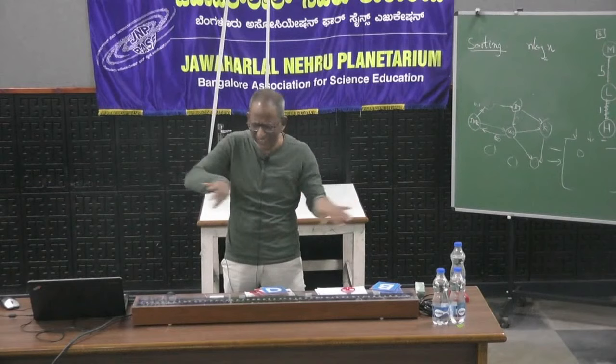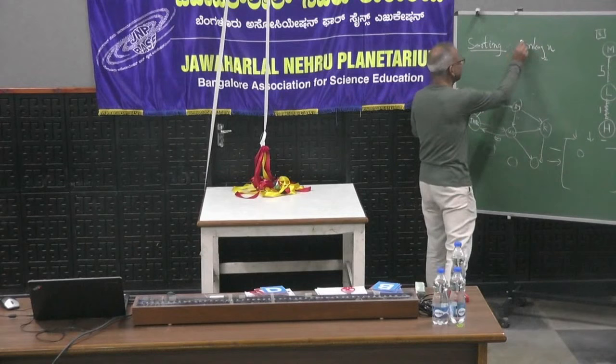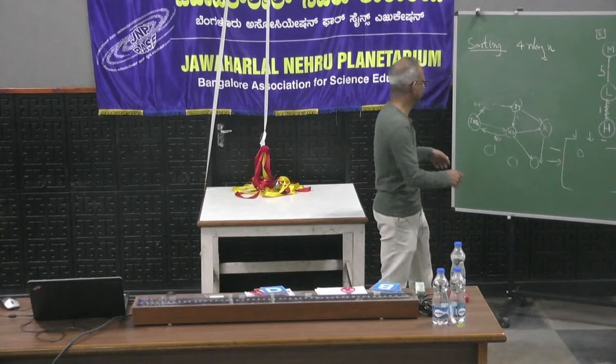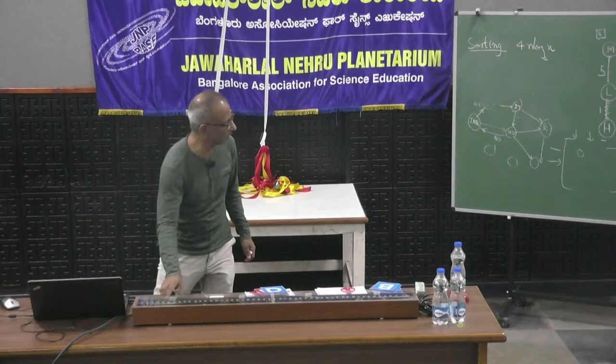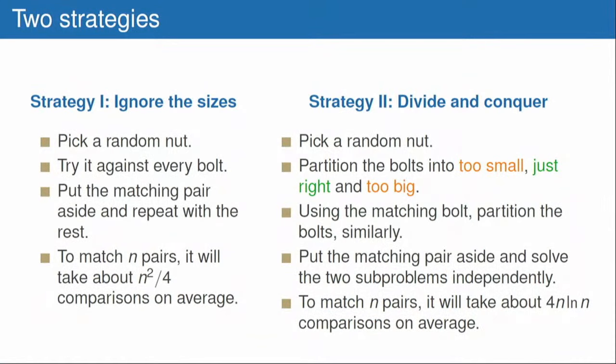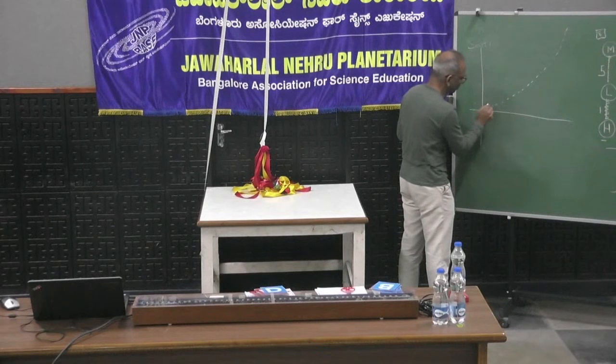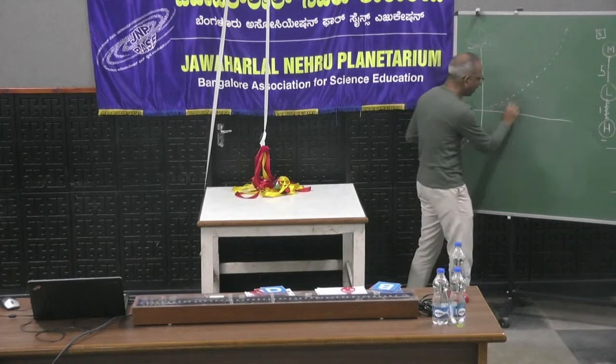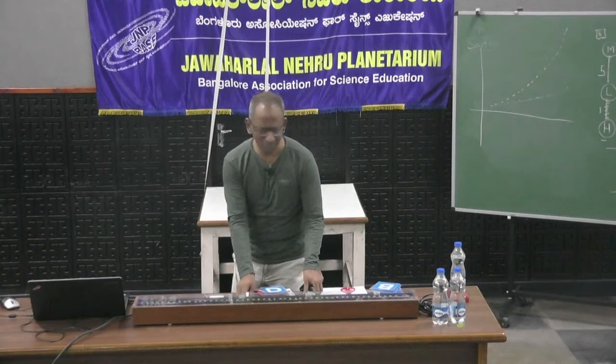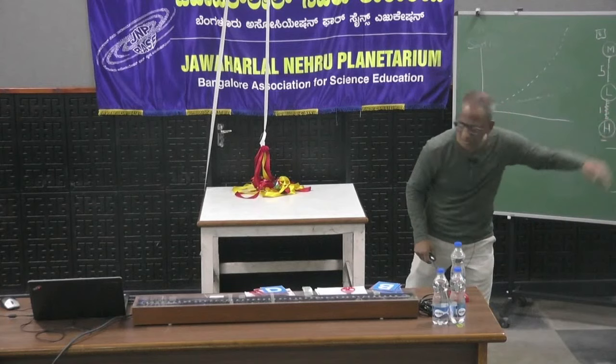So if you did that, the total expected time taken would be something like 4 times n log n. I have written it at the bottom here. The time taken is about 4 times n log n, whereas this is like n squared over 4. And the point is that as n becomes large, n squared by 4 grows like this, whereas n log n grows much more gently. Okay. So for large problems, say if you had 1,000 nuts and 1,000 bolts to match, then this method with 4 times n log n is actually the superior method.